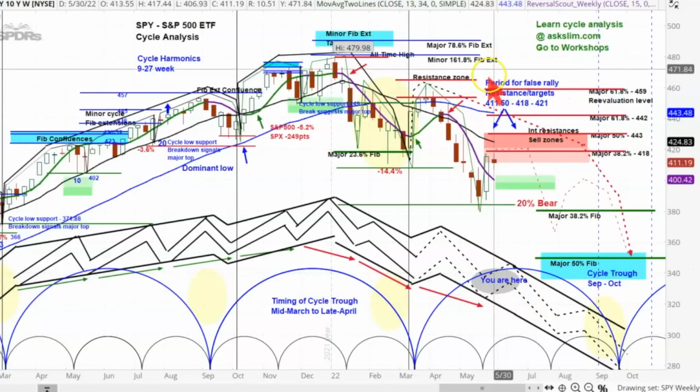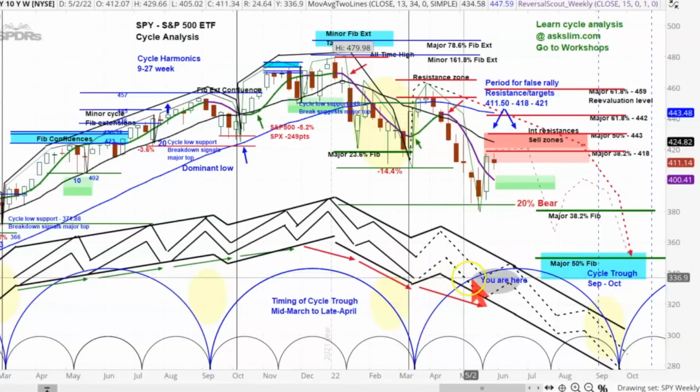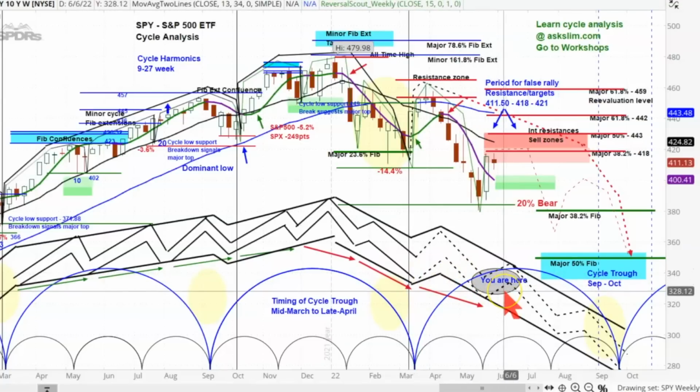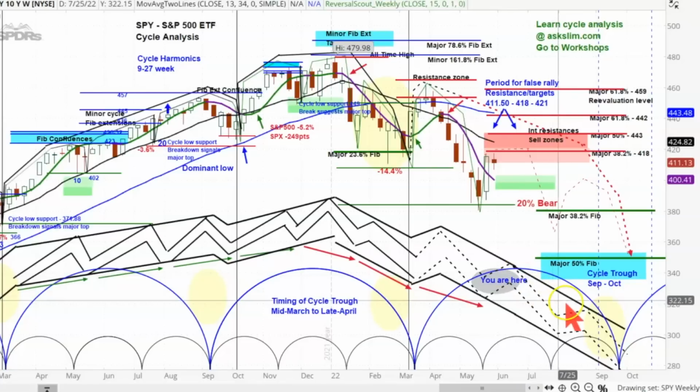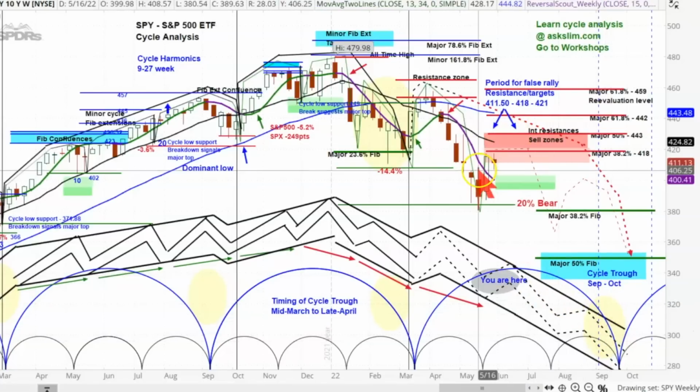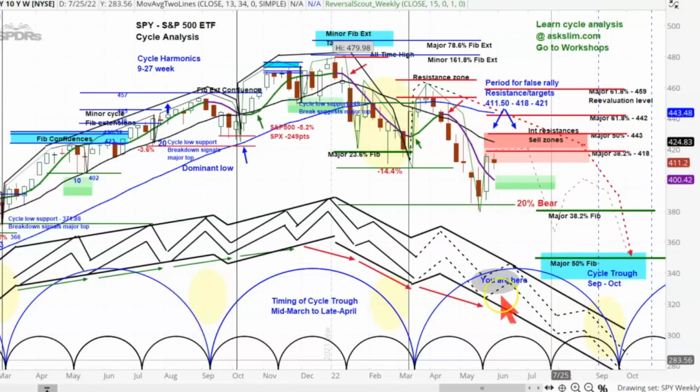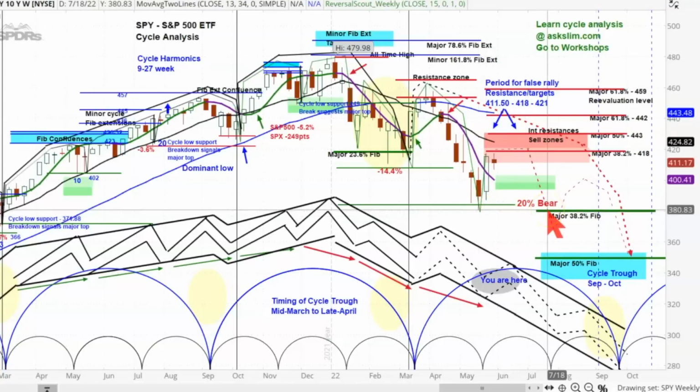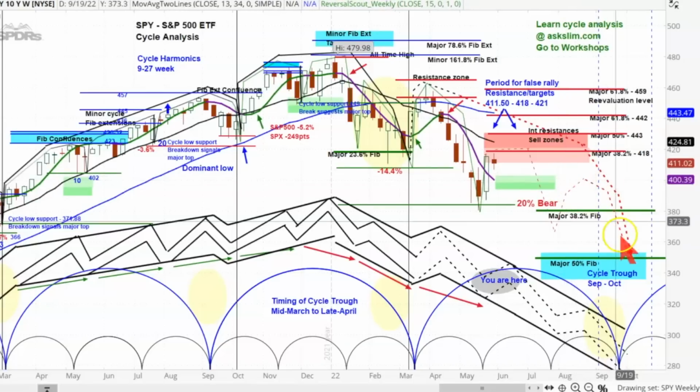So this is this period of false rally. This is where it shows up on the map where we said you are here, and this is what we're projecting right there. So in other words, this minor cycle should fail. It should take out this low, but it doesn't have to. I'll show you another scenario in a moment. And there's your 20% bear right over there for the SPY. And then you get another rally and then another big decline.